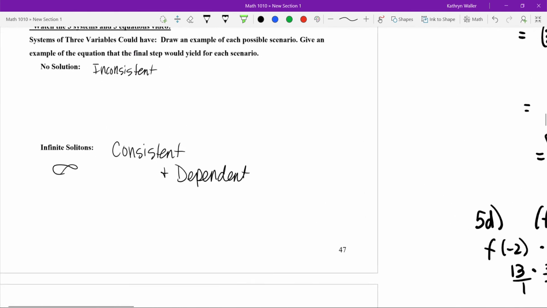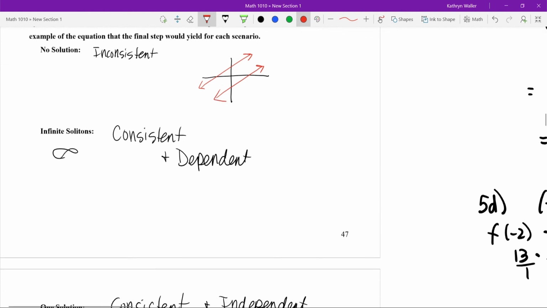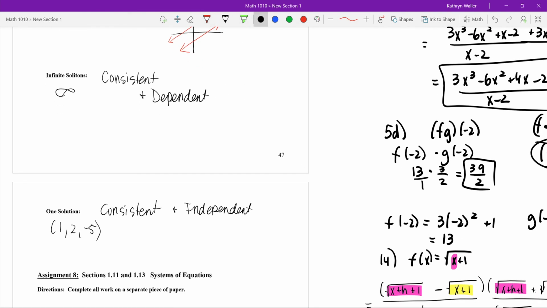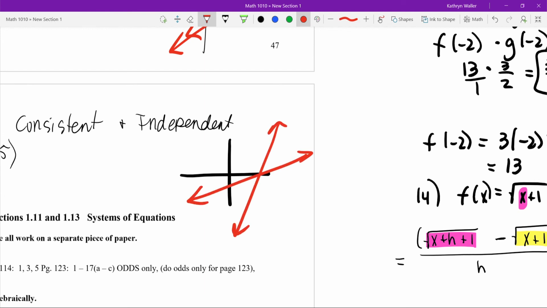Very quickly, just a quick picture of what that looks like on an XY axis. If there's no solution, remember we already drew this, the lines are parallel. They're never going to touch. If you have infinite solutions, we drew this as well. You're going to have two lines on top of each other. If you have one solution, it's going to look like a line like this and a line like this, and that's where they cross right there.